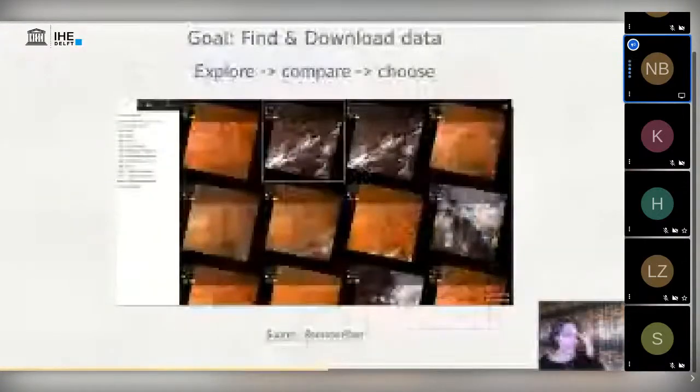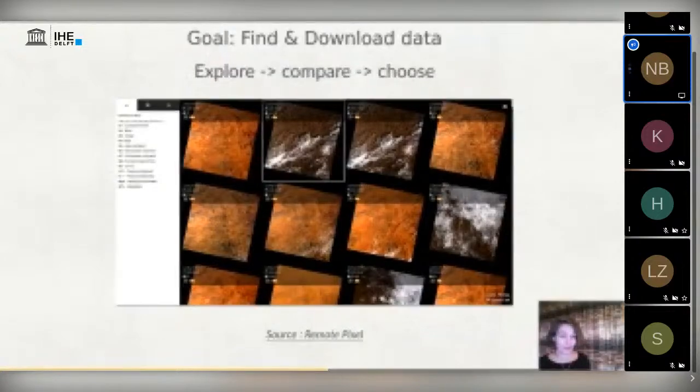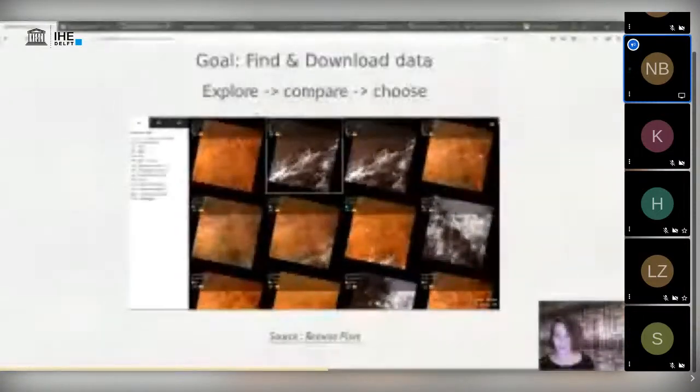So let me give you another example. And I don't work in the remote sensing field. So I got this application through a colleague of mine, whom I asked for some advice. And she gave me this website, Remote Pixel. And this website, I think, is also aimed at finding and downloading remote sensing data. So you want to explore what data is available, you want to compare it, and eventually you want to choose that one image that you want to download.